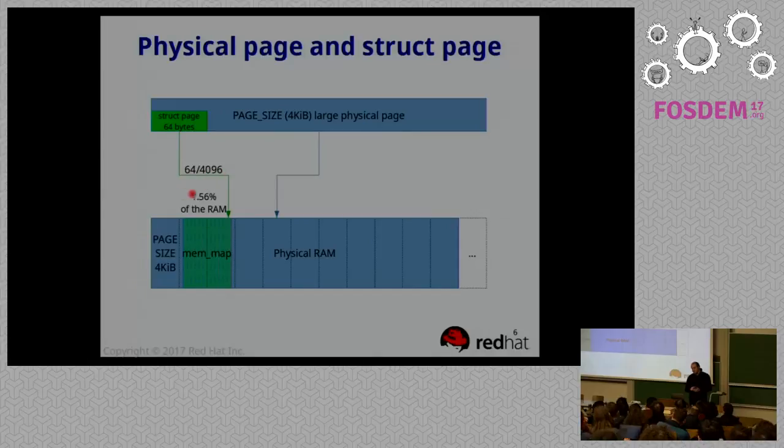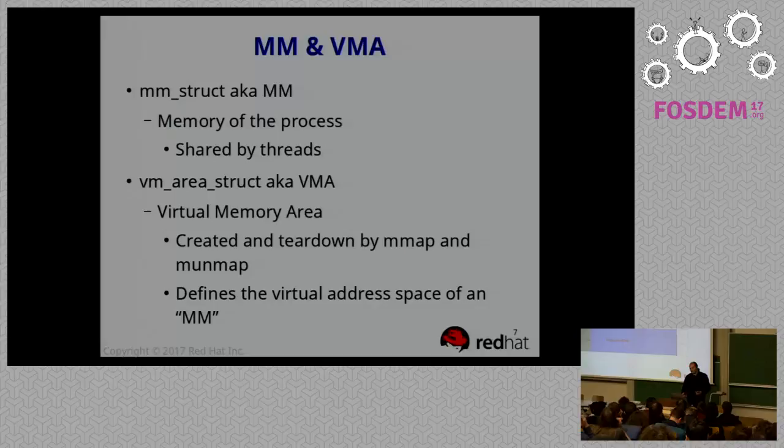So if you do the math, divide 64 by 4,000, it means on the x86-64 architecture, 1.56% of the memory is wasted. It's not really wasted. It's used for managing the memory itself. And this is allocated as an array called the memory map array, mem_map. Recently, it's also a zone pointer, mem_map. It's a little more advanced now, but it's still an array where you have a page structure for each actual page in the hardware.